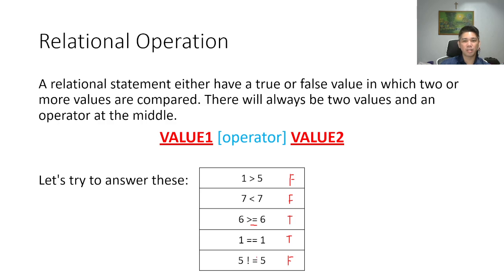When we use a not equal sign, we are looking for values that are not equal to each other. So for example, 5 not equal to 6, that is true. Or 1 not equal to 2, that is also true. But if we say 3 not equal to 3, that is false because 3 is equal to 3.